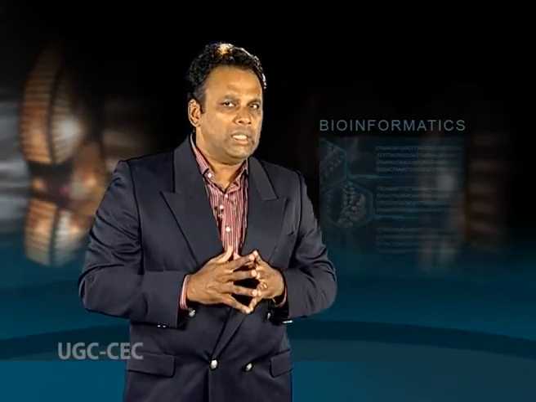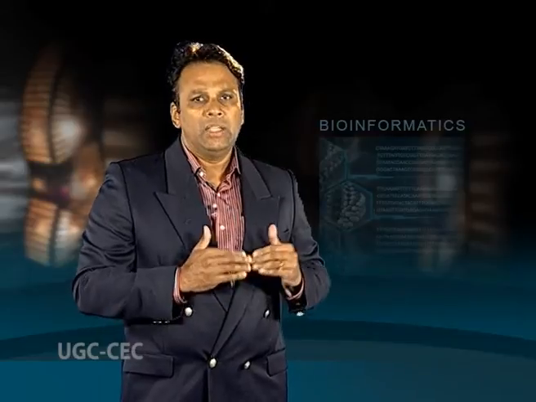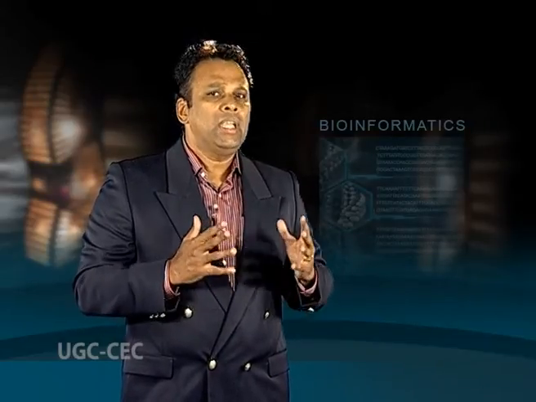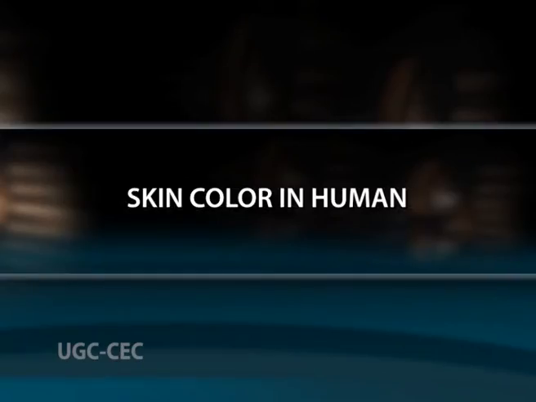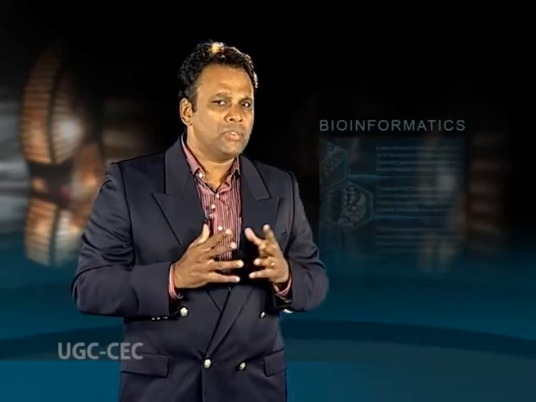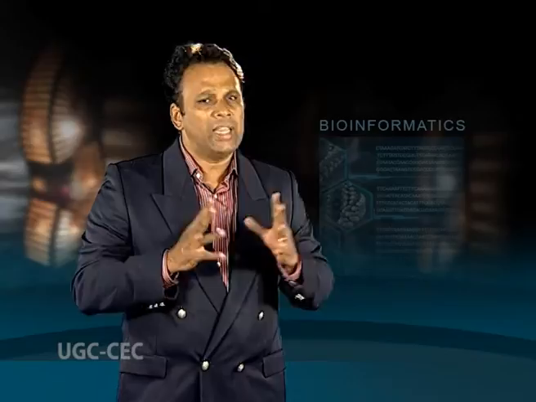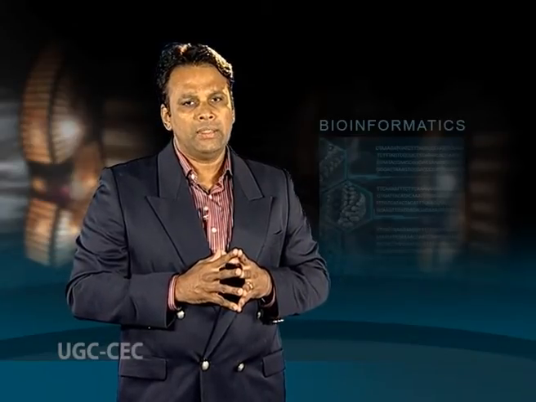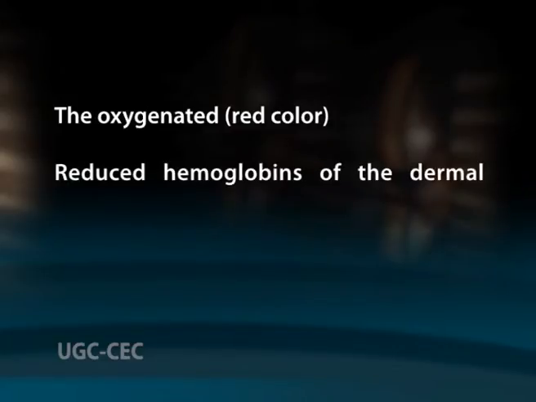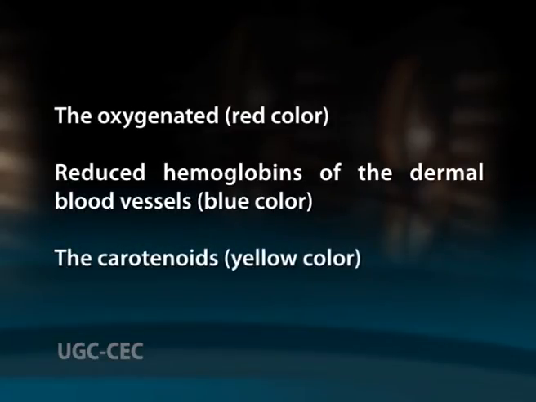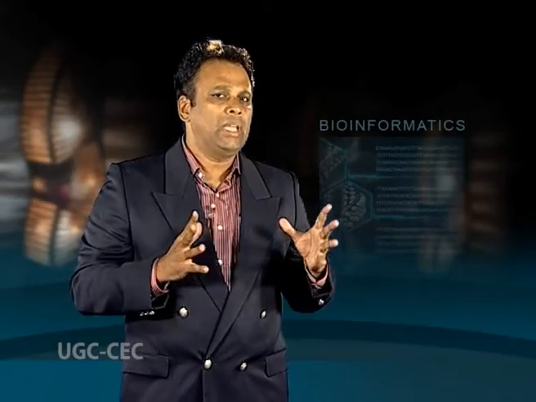Quantitative inheritance will be explained in this section with the examples of skin color in humans and ear size in corn. First, let us see about skin color in humans. The inheritance of skin color in human beings is the classical example of quantitative inheritance. The visual appearance of human skin is determined by four major pigments: the oxygenated hemoglobin, which is red, and reduced hemoglobin of the dermal blood vessels, which is blue, the carotenoids, which are yellow, and melanin. Melanin is found primarily in the epidermis.